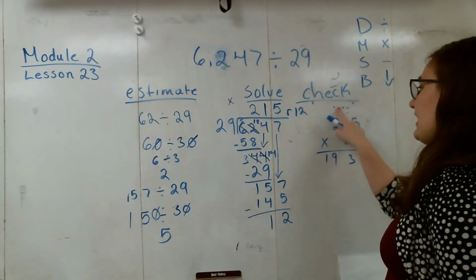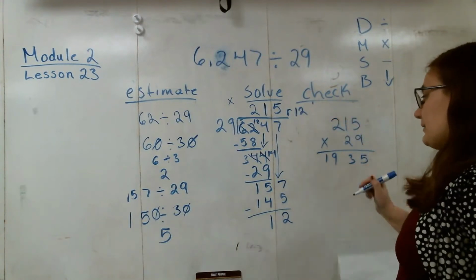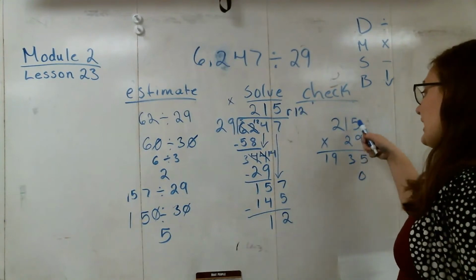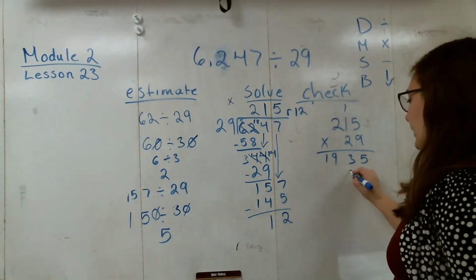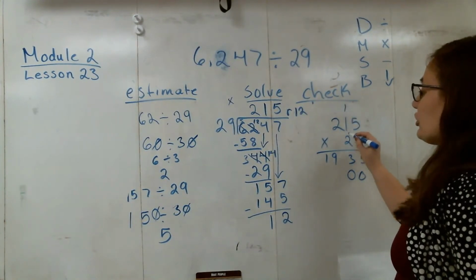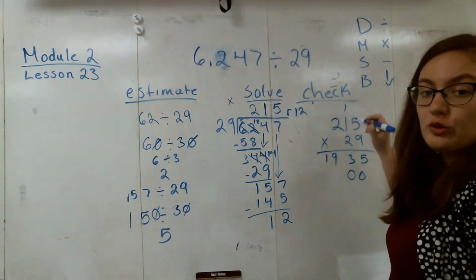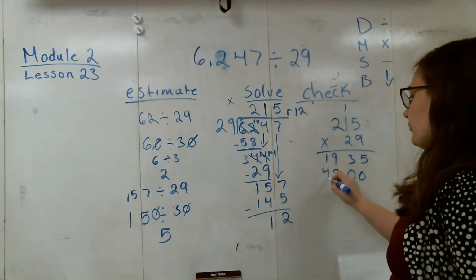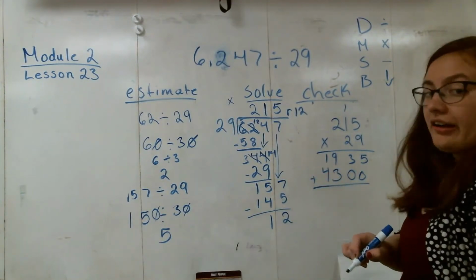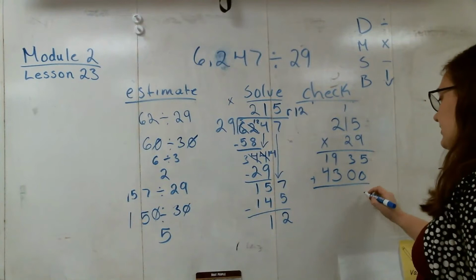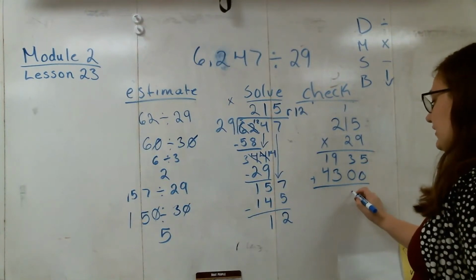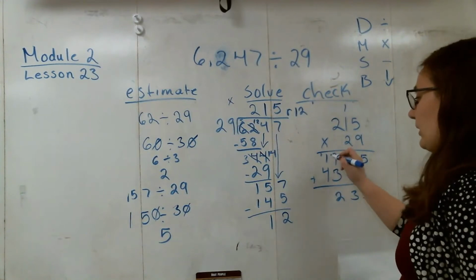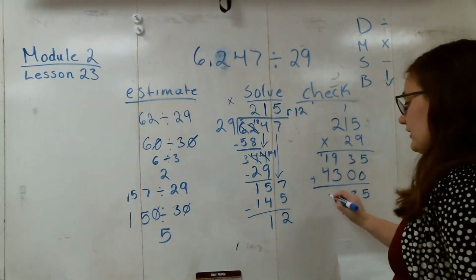Then I have another digit that I need to multiply, but it is in the tens place, so I need to add the 0. 2 times 5 is 10, carry the 1, leave the 0. 2 times 1 is 2, and 2 plus 1 is 3. And 2 times 2 is 4. I'm now going to add all of this up together. So I have 5 plus 0 is 5, 3 plus 0 is 3, 9 plus 3 is 12, and 1 plus 1 is 2, 2 plus 4 is 6.